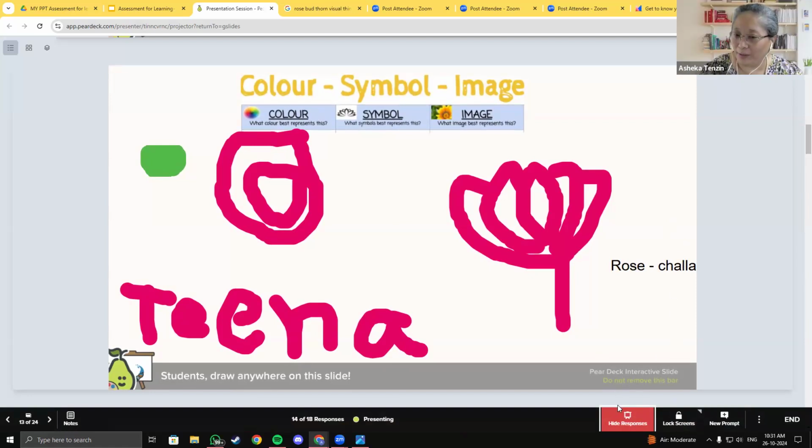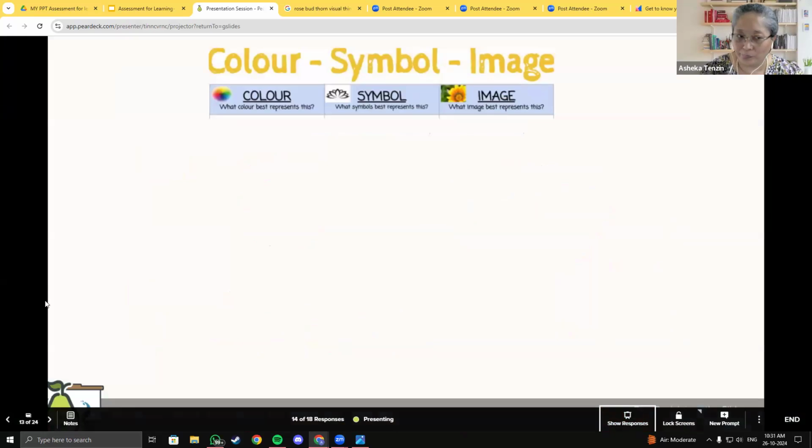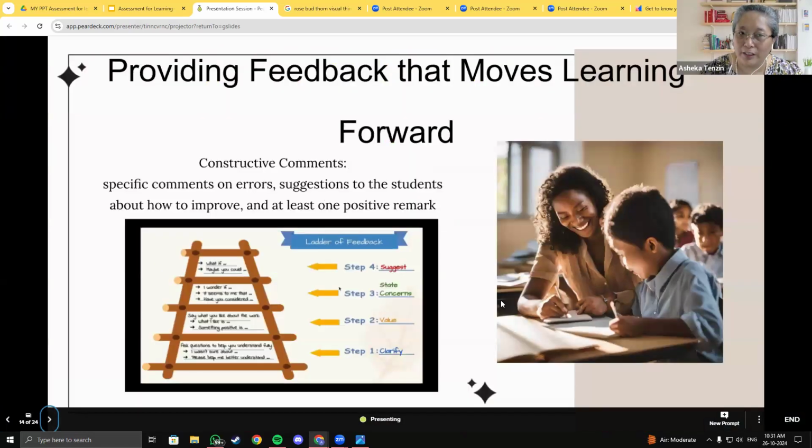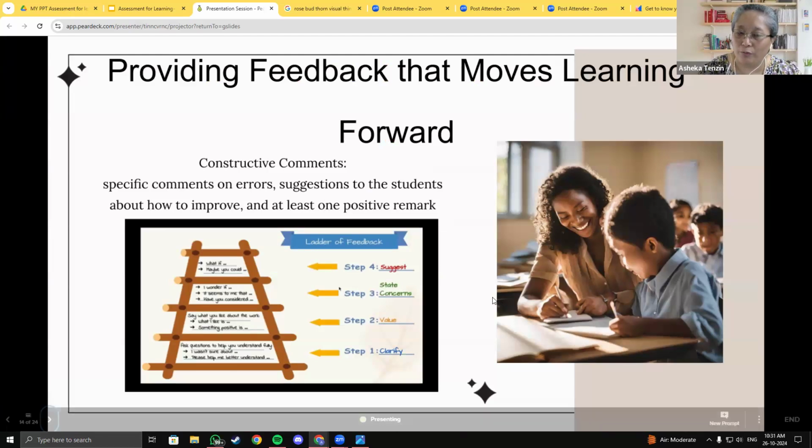So color, symbol, image is another VTR that you can use, a visual thinking routine. Okay, so thank you for your responses. Now, what will you do? What is the strategy here for providing feedback that moves learning forward?